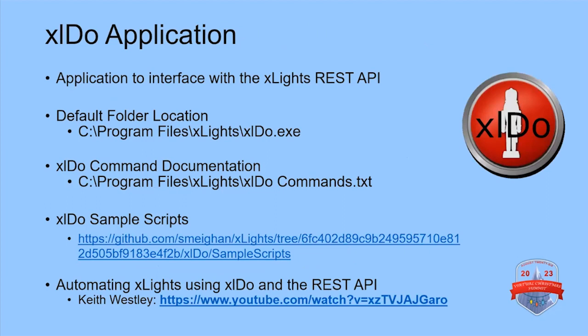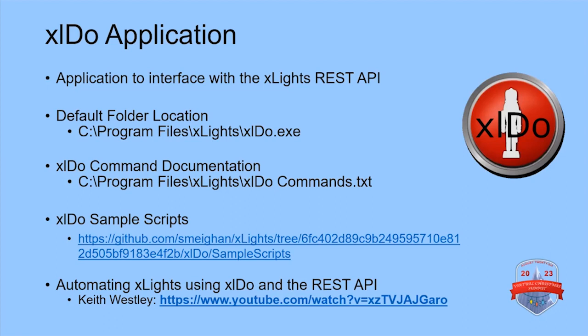So this is why Keith Wesley wrote the xLDO application. And it's, I'm not sure, but I don't think it's available on the Mac or in a Linux version. That's something only Keith could answer. I do know it's within Windows. And it's located actually in the program files for xLights, and it's called xLdo. The logo there is not something anybody else came up with. I just thought it was appropriate that it was an easy button for xLights, if you will.